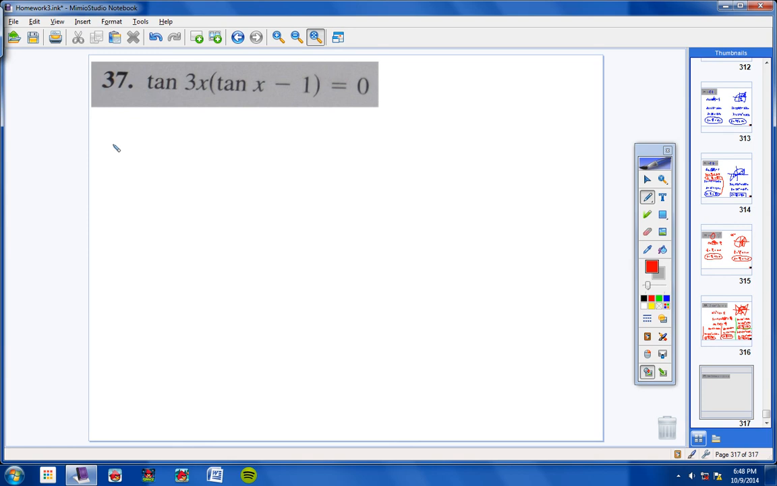And here we go. Alright, now notice it's already factored for you, so we take our first group, which is tangent of 3x equals 0. And then our second group, tangent of x minus 1 equals 0. Okay. Now over here, we're basically saying tangent of an angle gives me 0. So real quick, let's see what that is. Tangent of 0 does give you 0. Tangent of 90 does not. Tangent of 180 does, like I thought it would, and tangent of 270 does not.